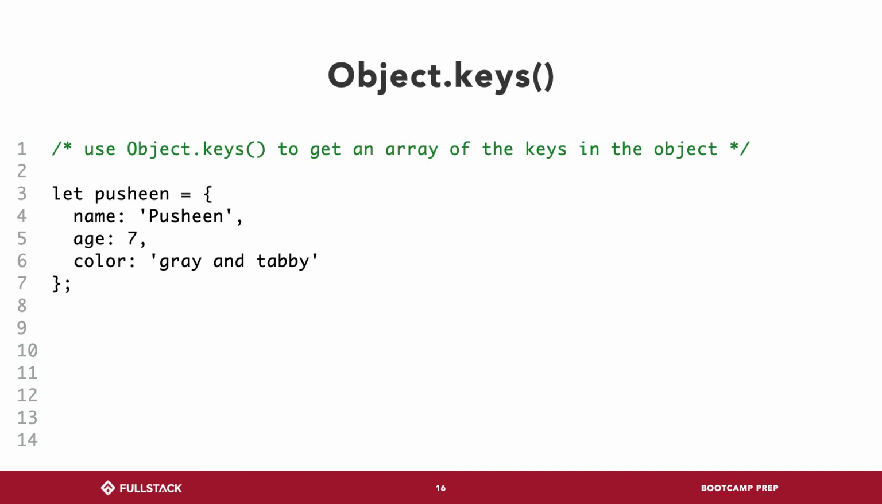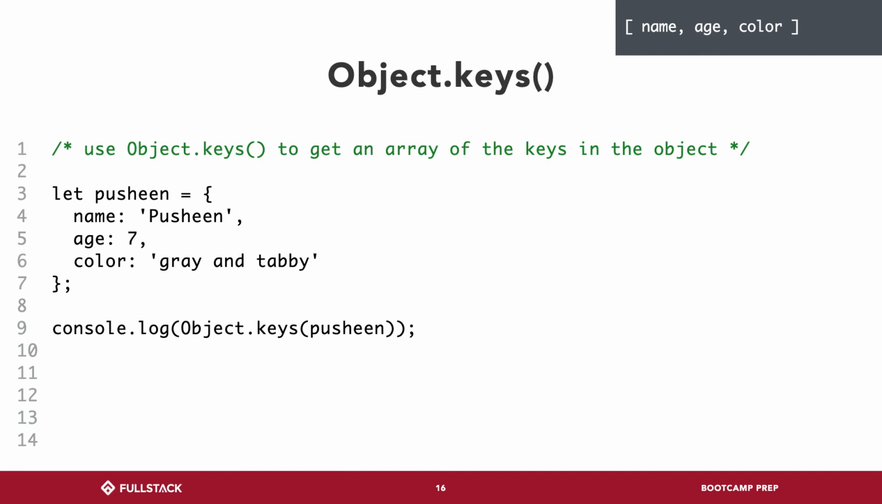So, like I said, there are these methods that are very useful, and Object.keys gives you an array of all of the keys in the object, right? So if I did Object.keys and I pass in the Pusheen object, what I get spit out to me is an array of name, age, and color. And these are all strings, because keys in objects are strings, okay? This is a memorization thing. Remember that Object.keys exists, and that is what you get, an array of keys, okay? Use it however you want to.